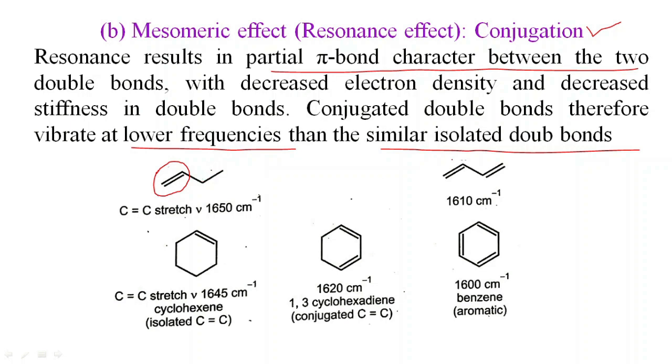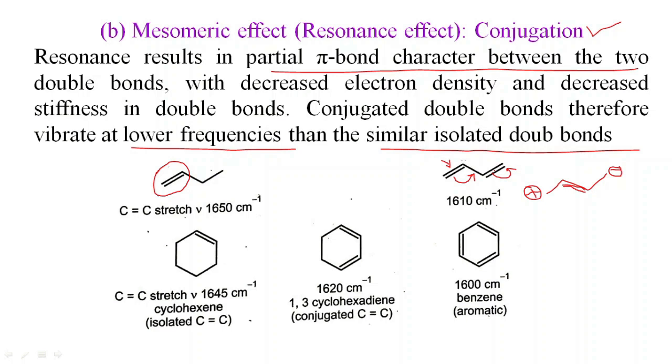But in case of 1,3-butadiene, this is a double bond, but it is a partial double bond, and this is a partial single bond. The delocalization may occur like this and like this. There is a negative charge here, positive charge here, and this single bond becomes a double bond. So all the bonds possess partial double bond characters and partial single bond characters.